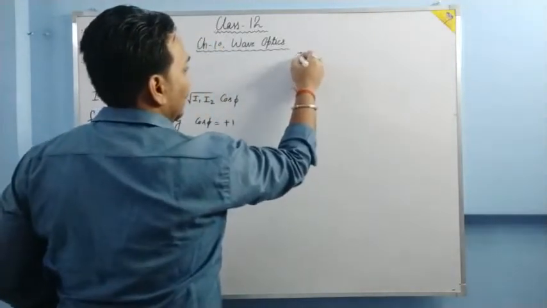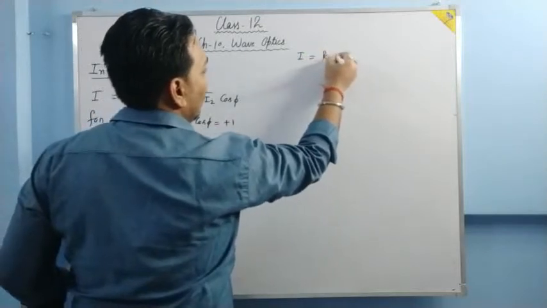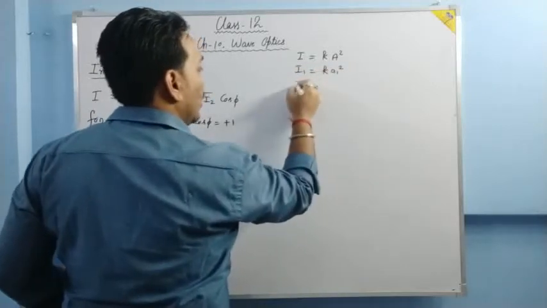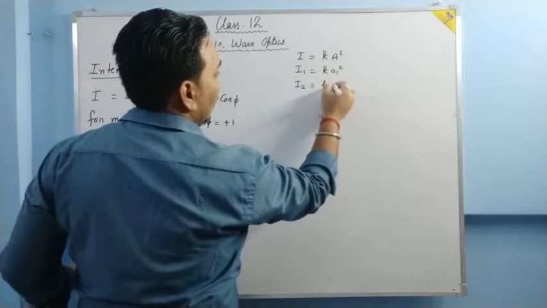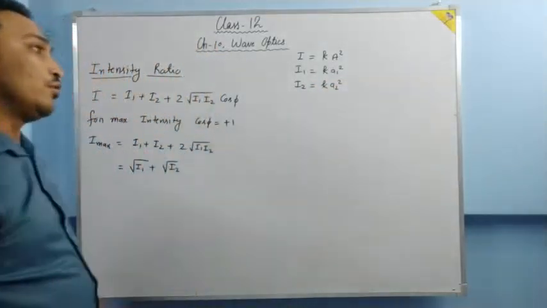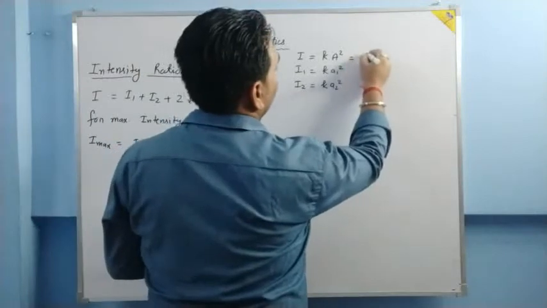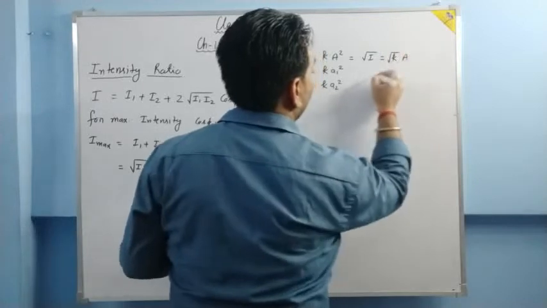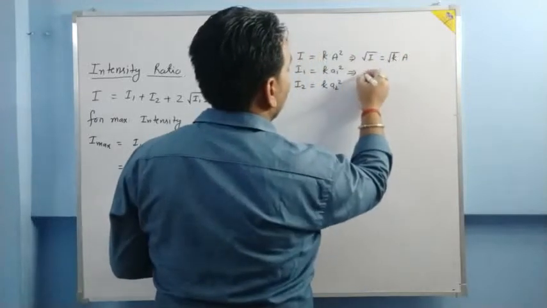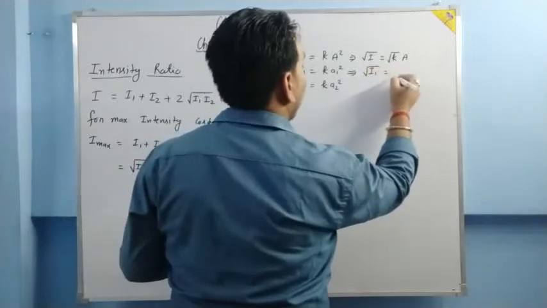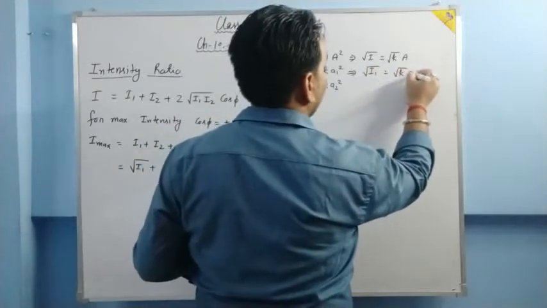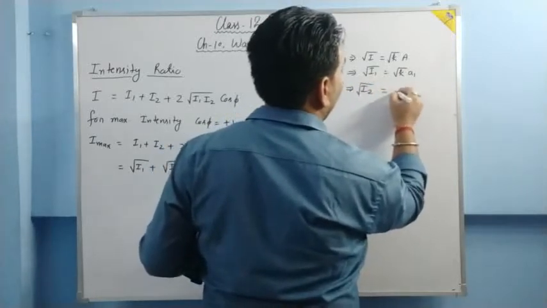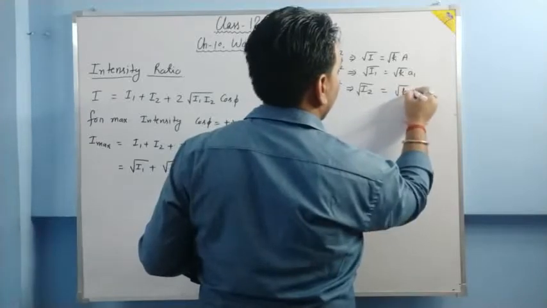Now for this under root I1 and under root I2, just see that intensity was equal to k into a square. For the first wave it was I1 equal to k a1 square. For the second wave it was I2 equal to k a2 square. If we take the square root of both sides, we have under root I equal to under root k into capital A. In the same manner, under root I1 is equal to under root k into a1, and under root I2 is equal to under root k into a2.